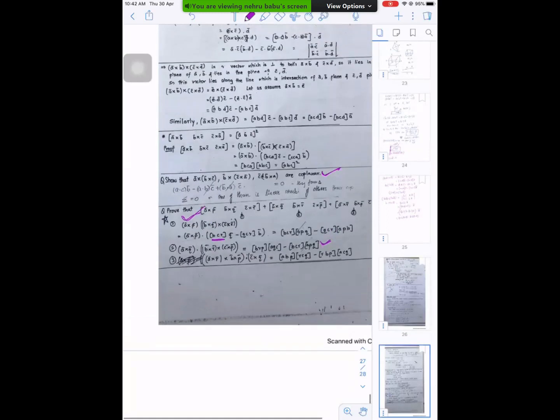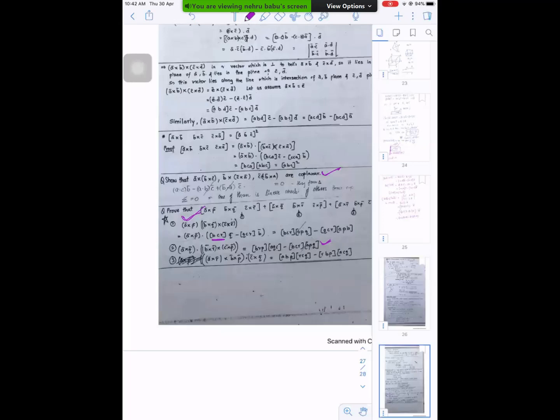Any other doubts you have in vectors? If you have any doubts, first I'll clarify the doubts in the theory part. After that, we'll go for 3D geometry. Any doubt in vectors theory? No doubt? Okay.